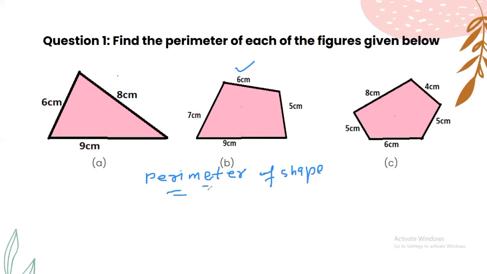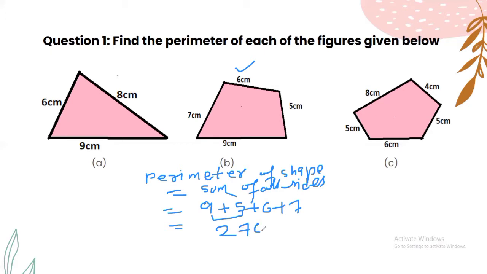Sum of all sides. So see how many sides? 4 sides. What is this? 9 centimeter plus 5 centimeter plus 6 centimeter and plus 7 centimeter. So now you need to find the sum of these. 9 plus 5 is 14, 14 plus 6 will be 20, and 20 plus 7 will be 27 centimeter. So this is the perimeter of the given figure.